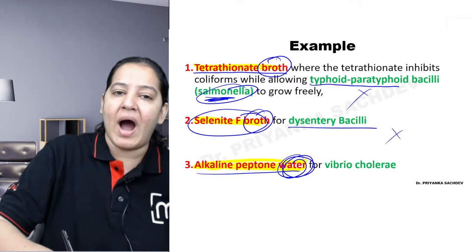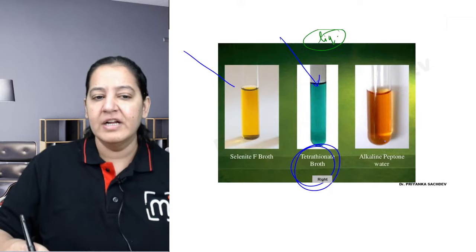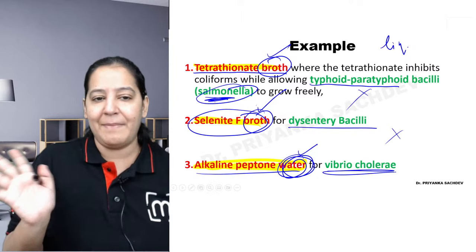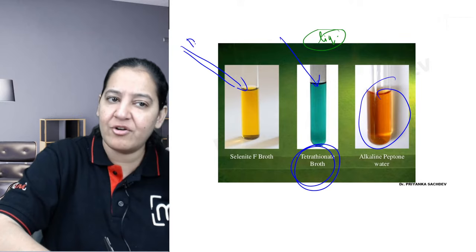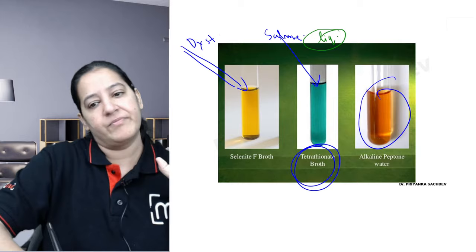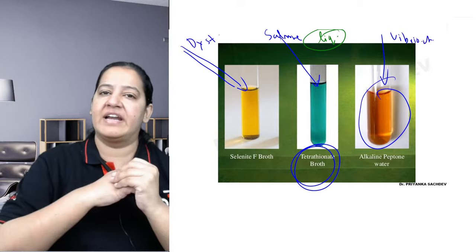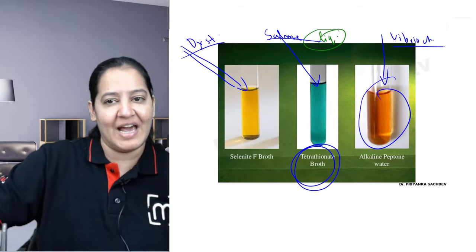So all these are liquid, right? This one is alkaline peptone water. Here only Vibrio will grow. Other bacteria will die. Can you see the three examples? Selenite F broth, only dysentery bacteria will grow. Others will die. In tetrathionate, only Salmonella will grow. Others will die. And in alkaline peptone water, only Vibrio cholerae will grow. Others will die. So these three are liquid media in which only these bacteria can grow, because they have stimulatory substances for these and inhibitory for others.